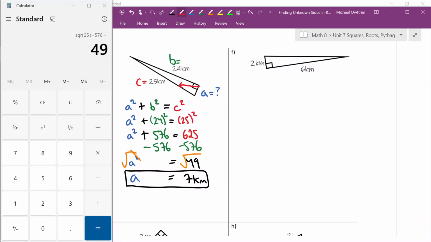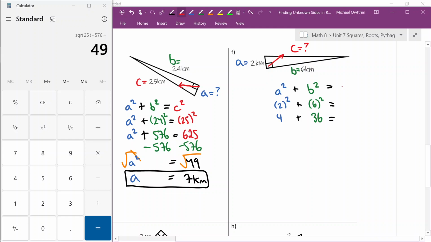In question F, we're again going to start by labeling our sides. The arrow will point to side C, which in this case is unknown. The other two sides are A and B in any order. I'm going to call A 2 and B 6. I know that I will have a squared plus b squared equals c squared. A in this case is 2, and 2 squared is 4 in my equation. I'm going to have my a squared plus b squared would be the next part of my equation. I know that b is 6 in this question, and 6 squared is 36.